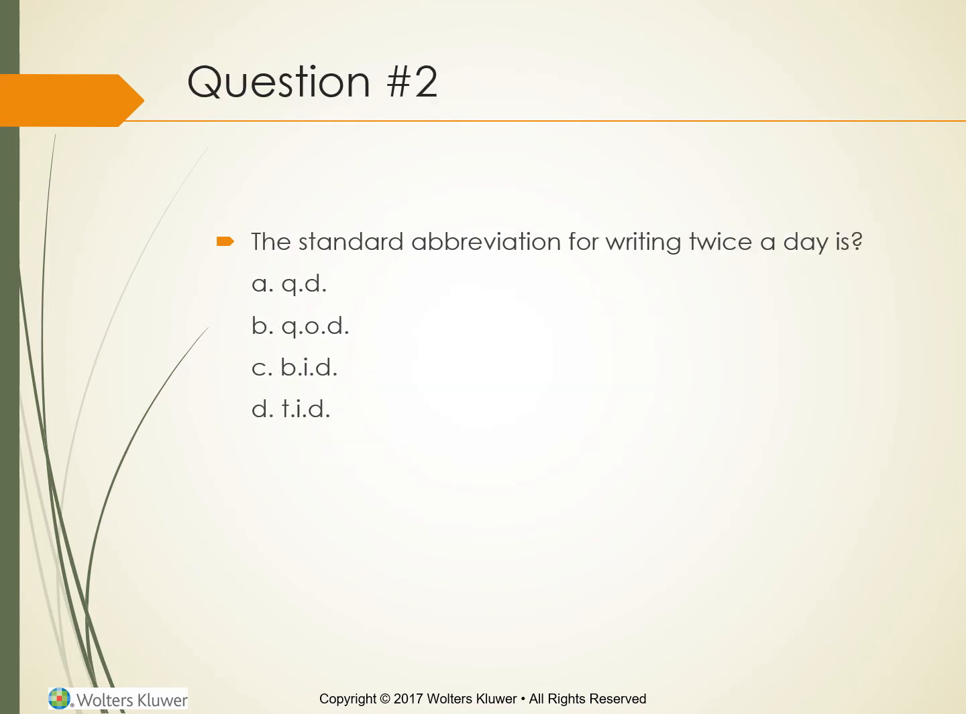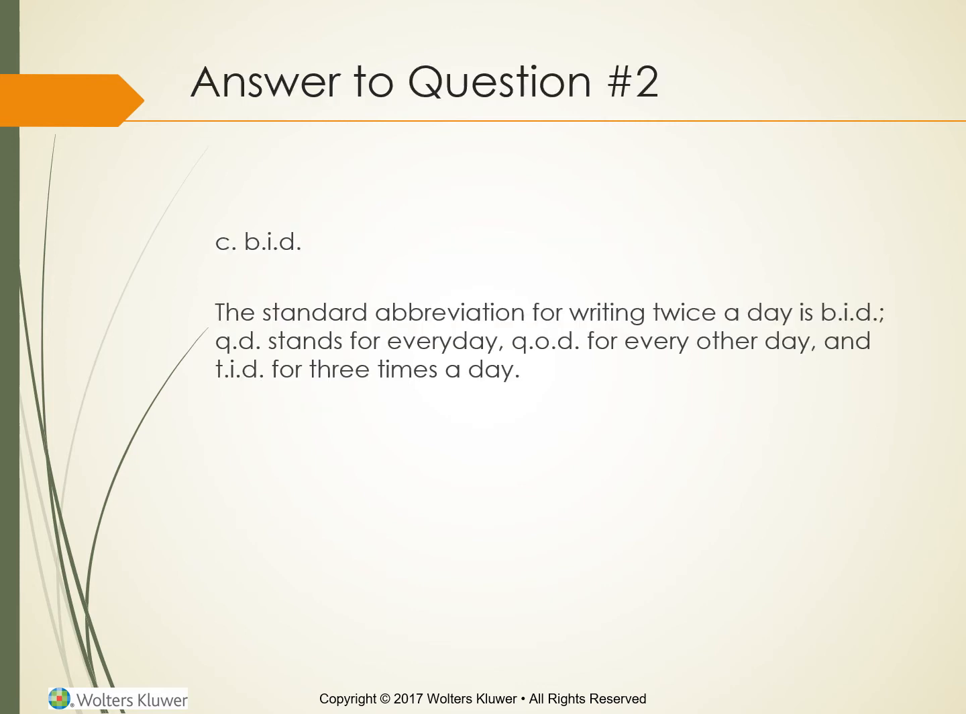The standard abbreviation for writing twice a day is QD, QOD, BID, or TID. Again, the standard abbreviation for writing twice a day is? The answer is BID. The standard abbreviation for writing twice a day is BID. QD stands for every day, QOD for every other day, and TID for 3 times a day.